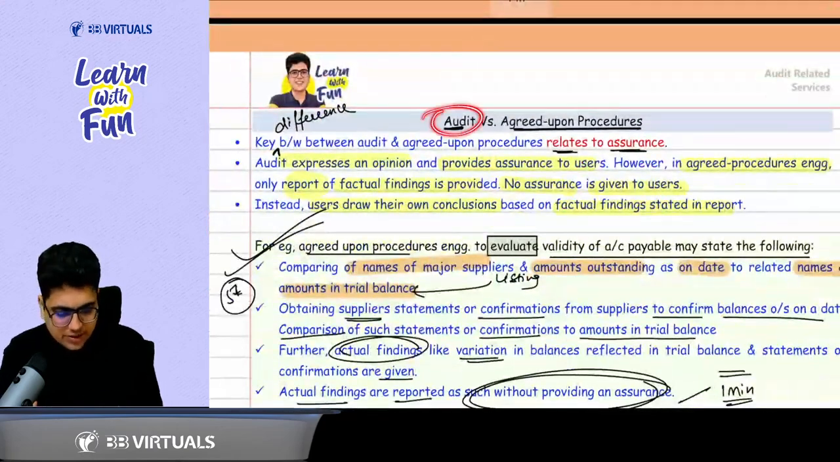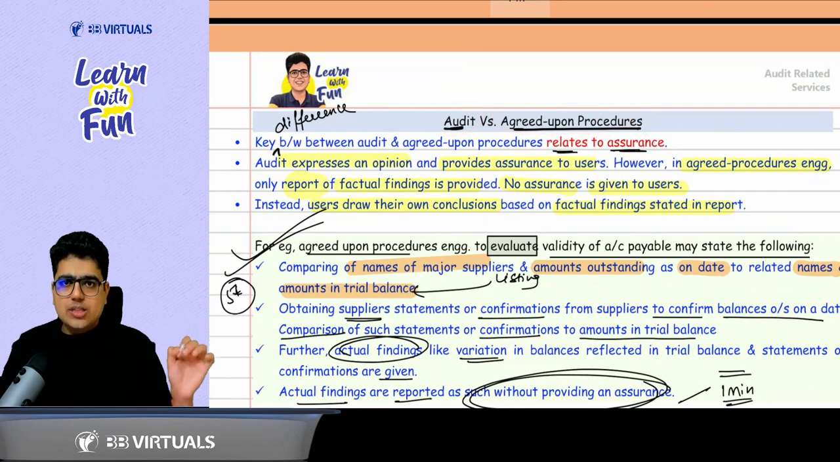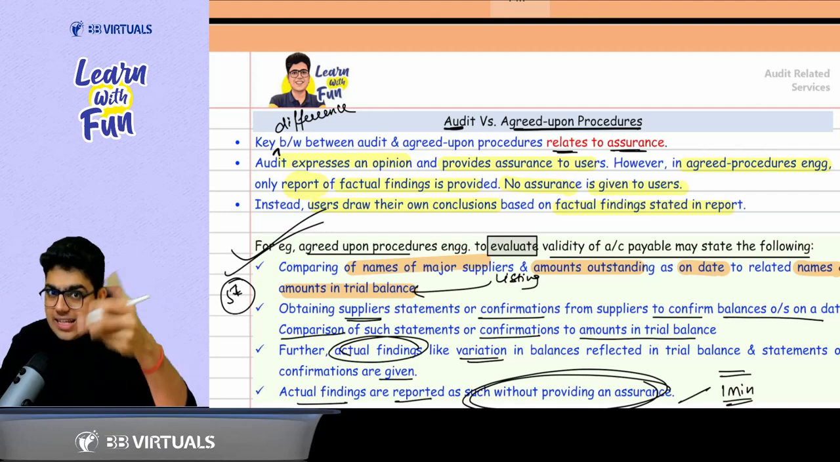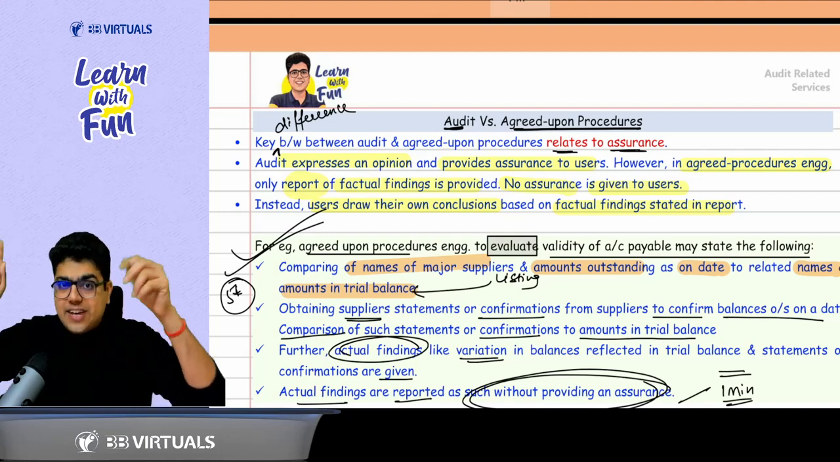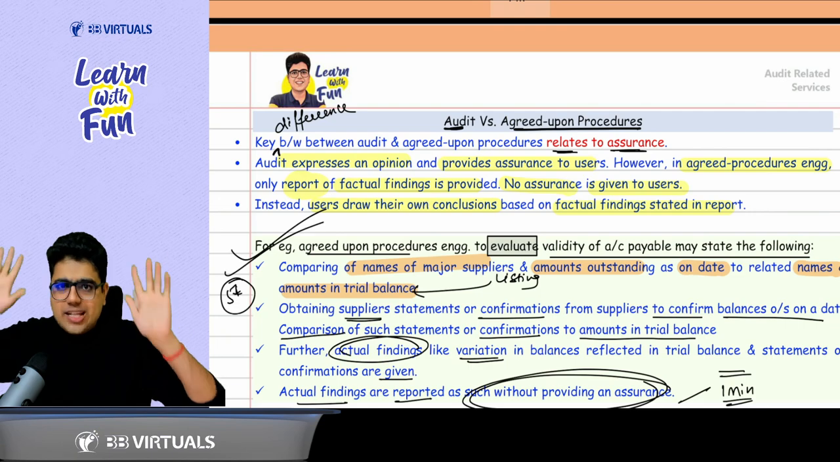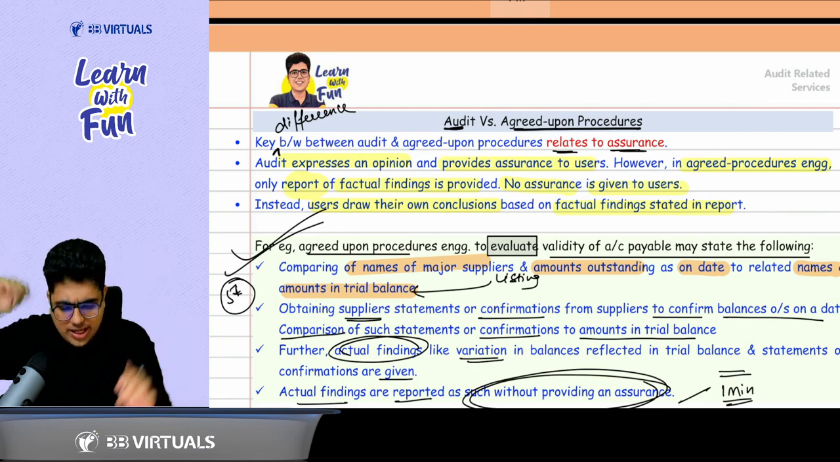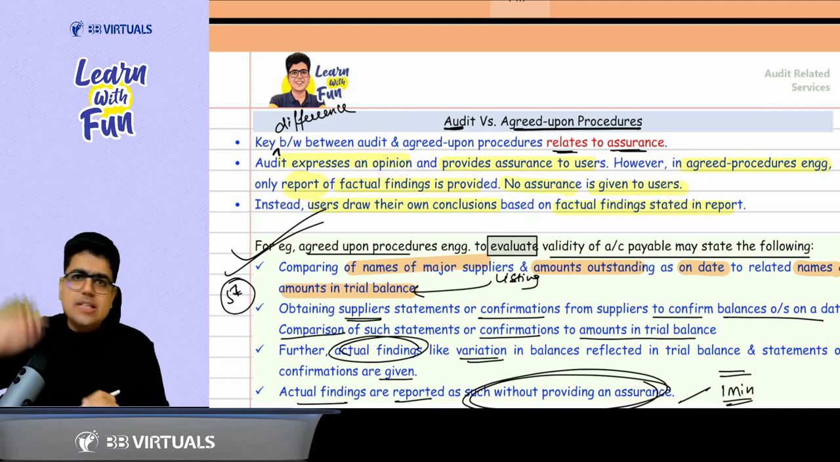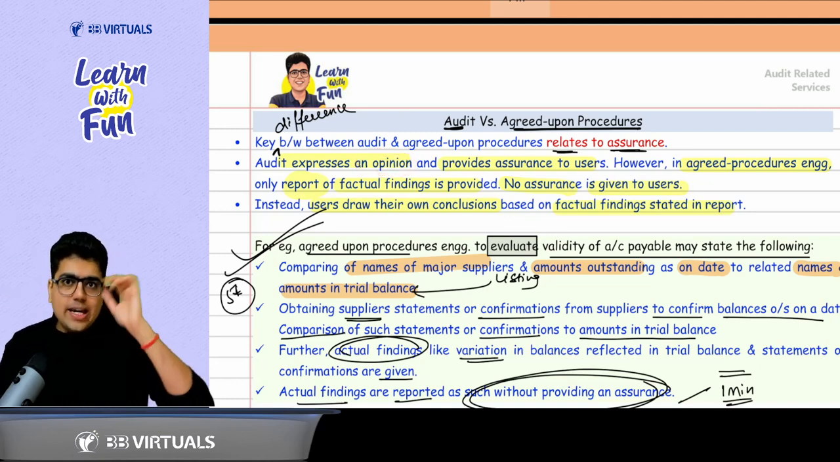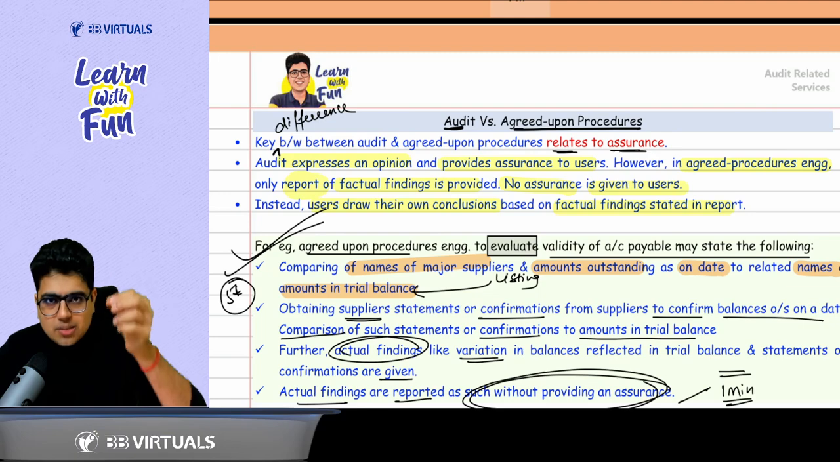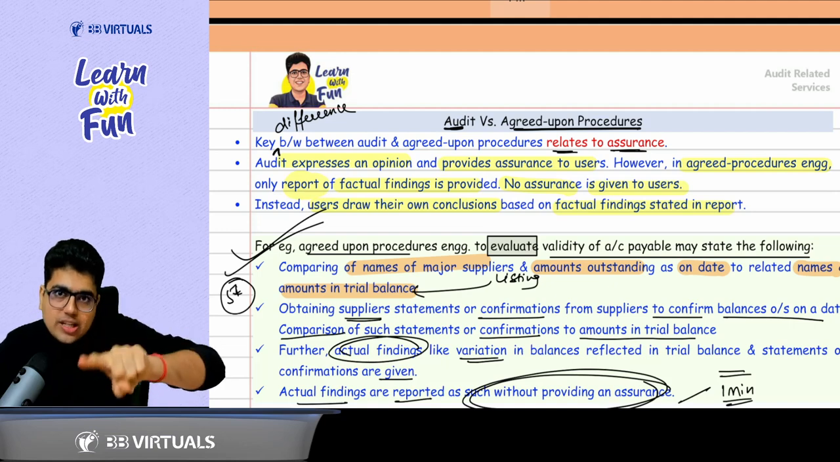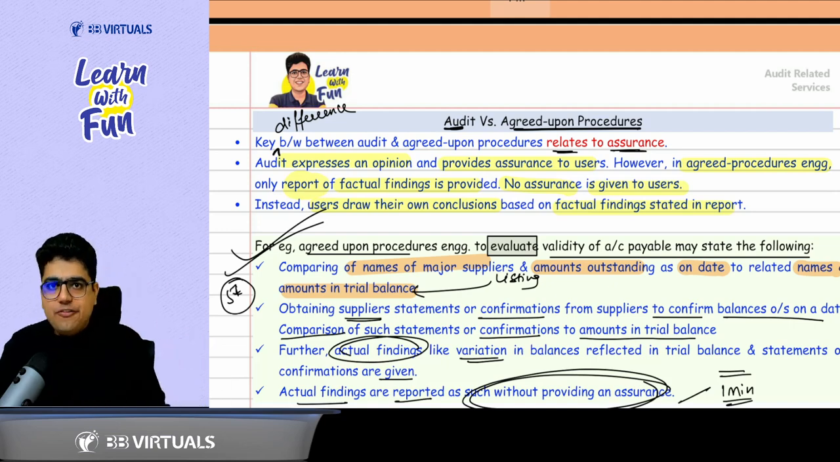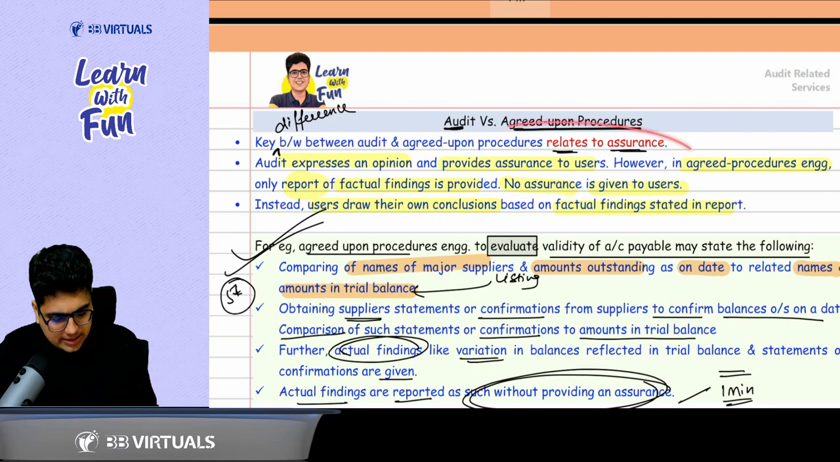Now, sir, what is the difference between audit and agreed upon procedure? The difference is related to assurance. In audit, you give a reasonable assurance on whether the financial statements as a whole are free from material misstatement, whether due to fraud or due to error. So you express an opinion. But when it comes to agreed upon procedures, you just need to mention the procedures performed and the factual findings. Users will draw their own conclusions based on your facts. Got the point? Yes, sir.